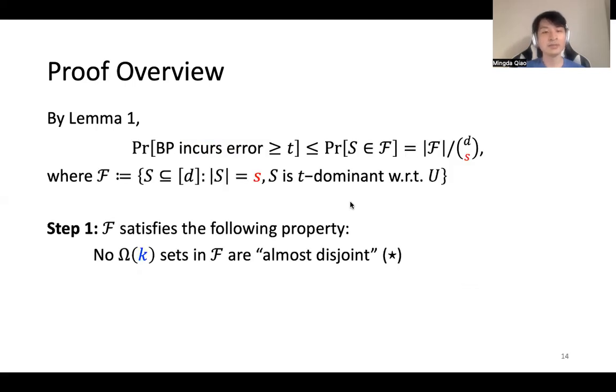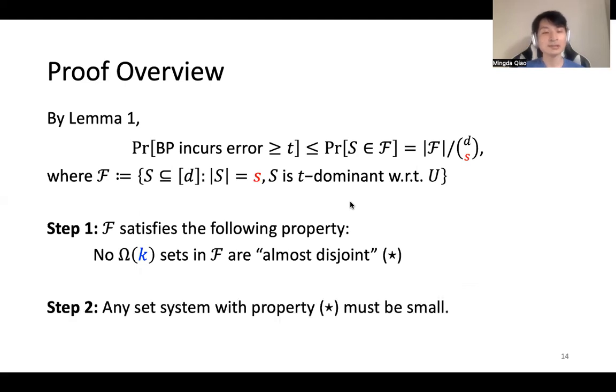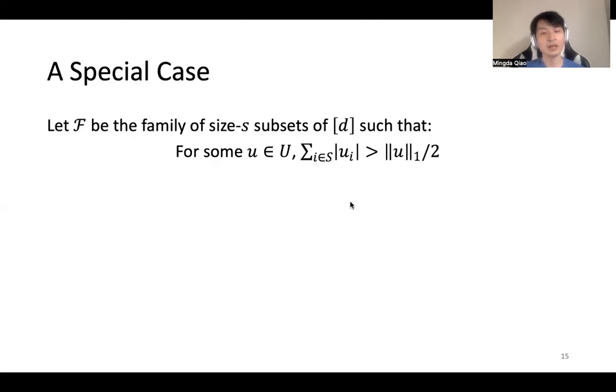First, we show that the family satisfies a following combinatorial property, which roughly says that we can't find K sets in F that are almost disjoint. Let's call this property star. In the second step, we show that any set system satisfying property star must have a small size. So this second step is essentially a combinatorics problem, and indeed, we borrow some ideas from combinatorics. I'll sketch how the proof works for a special case.